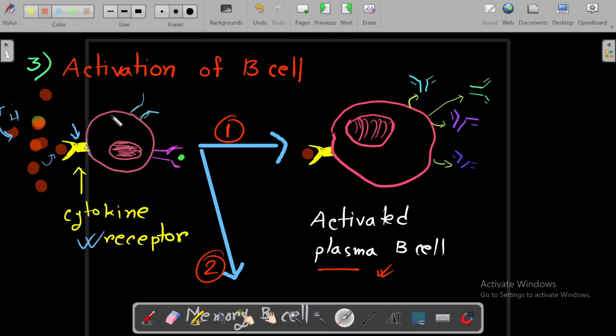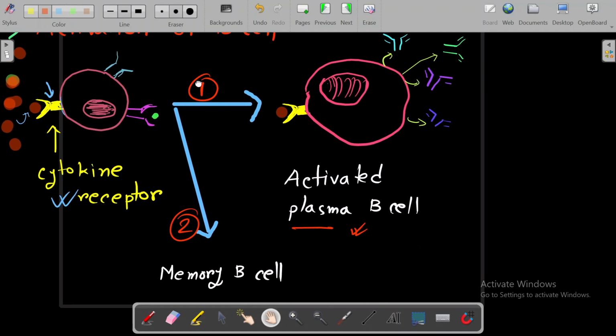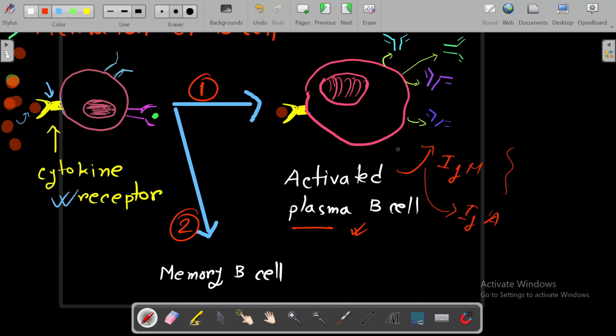So always remember that this cytokine is released by the helper T cell, and then the cytokine binds with the cytokine receptor on the B cell surface. After this, the B cell gets activated, and when the B cell gets activated, it converts into two types of cells. One is the activated plasma cell, and the other is the memory B cell. This plasma cell mainly produces different types of antibody. This can be IgM, or IgA, and other types of antibody.